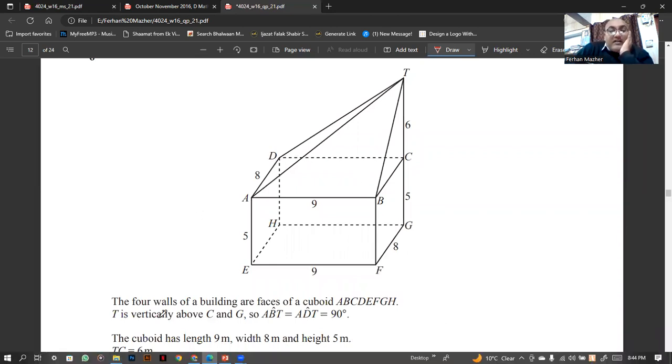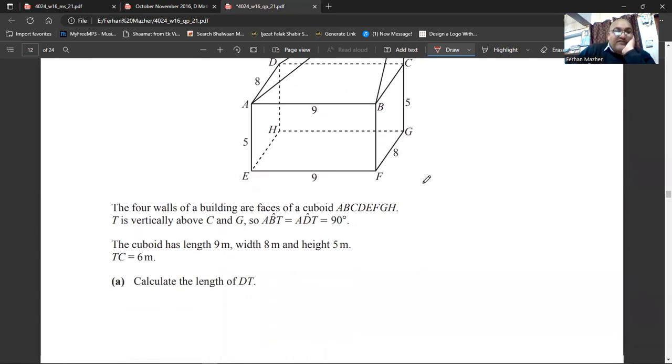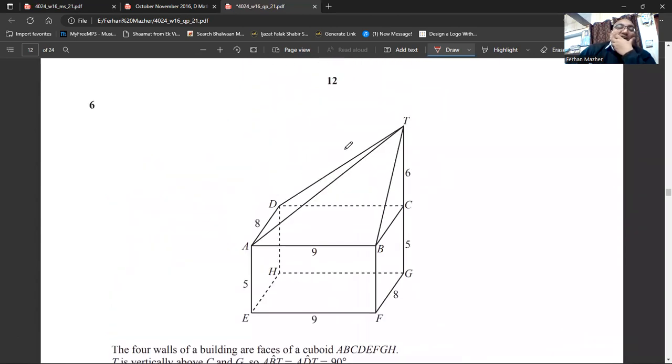That's given here. Okay, the cuboid has a length of 9 meters. So this is 9. Okay, width 8 meters. This width is 8 meters, and the height is 5 meters. And the TC is 6 meters. Okay, the first question is calculate the length DT. They want me to find out this DT.